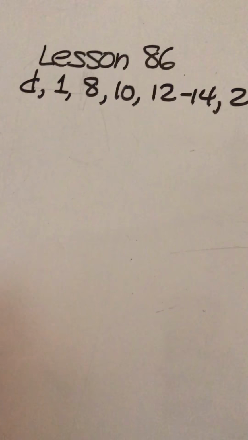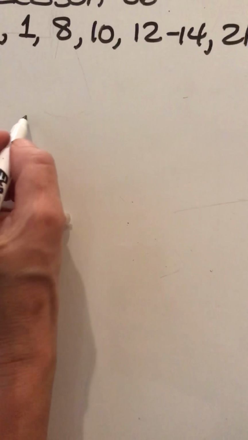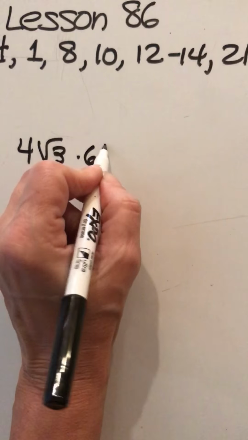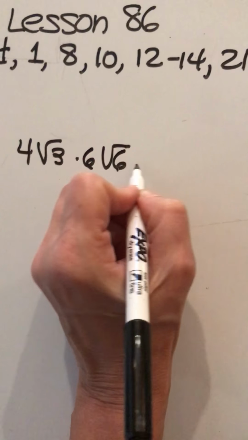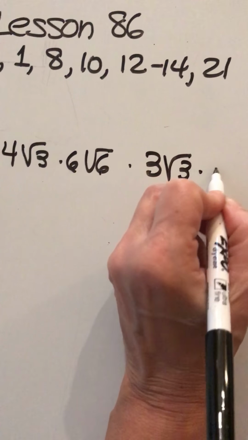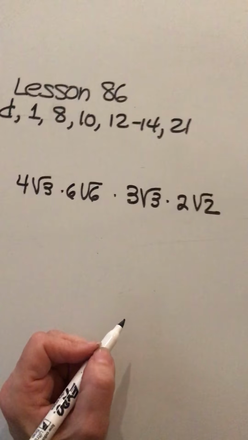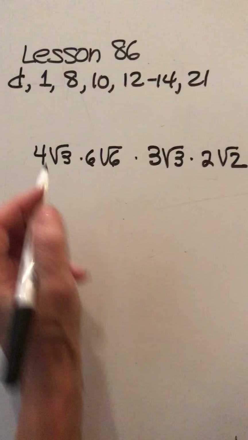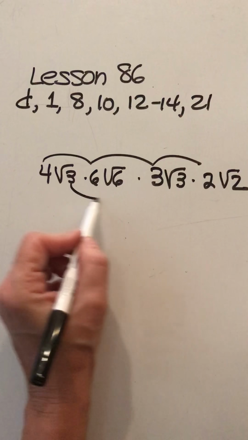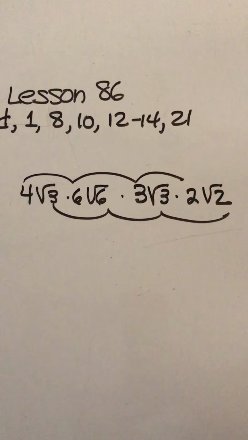This is continuation of lesson 86, number 12. Number 12 is 4 square root of 3 times 6 square root of 6 times 3 square root of 3 times 2 square root of 2. When I have something like this, I multiply every term on the outside of the radical, and then I multiply every term under the radical.